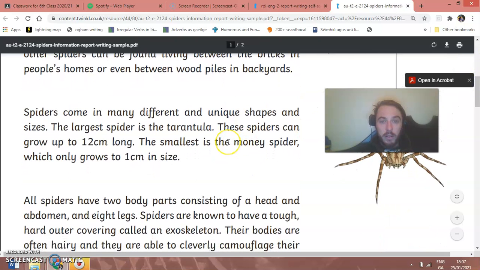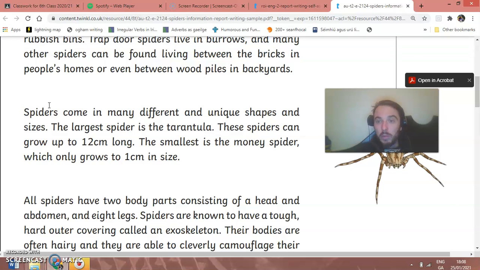Spiders come in many different and unique shapes and sizes. The largest spider is the tarantula. These spiders can grow up to 12 centimeters long. The smallest is the money spider, which only grows to 1 centimeter size. That's very good as well. Good paragraph. Again, though, we're missing the title of the paragraph. Let's say maybe how big are they or how small are they, or maybe their appearance. I'm just looking ahead. I think maybe size would be good there.